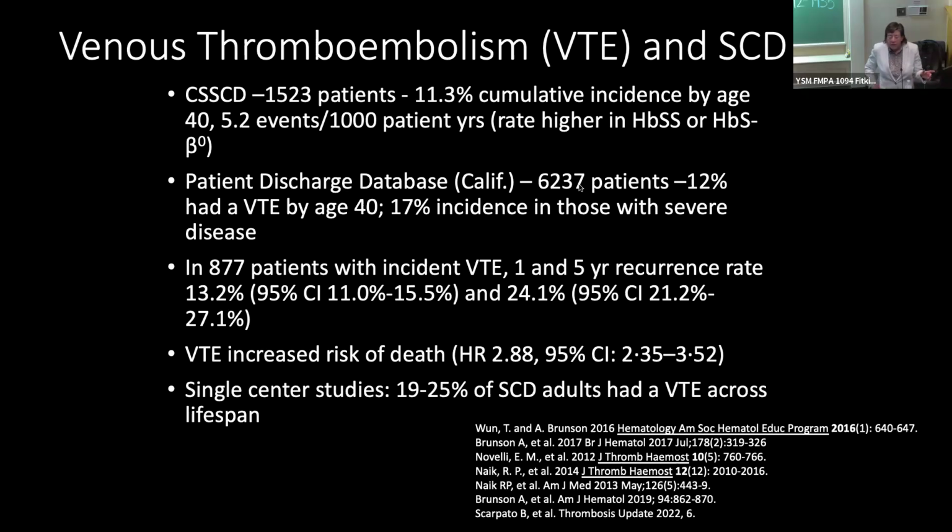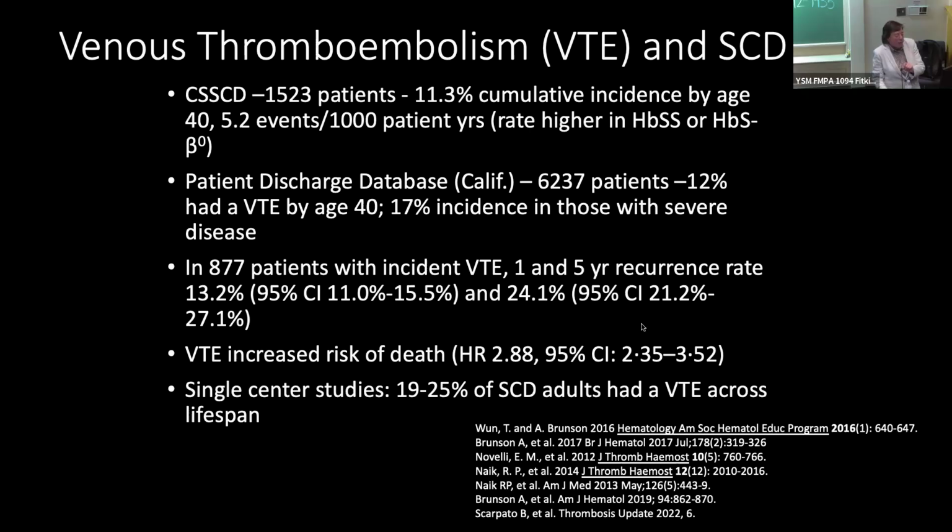Ted Wun and his group at UC Davis used a Medicare-based claims database in the state of California, a larger number of patients, 6,237, more contemporary, and found a similar incidence of VTE by age 40, but this increased to 17% in patients who they defined as having severe disease. How they defined severe disease was 3 or more hospitalizations in the last year. That was it, no other complication. That increased your incidence to 17%.